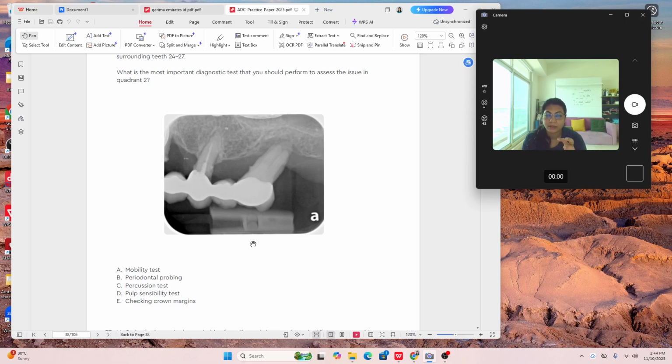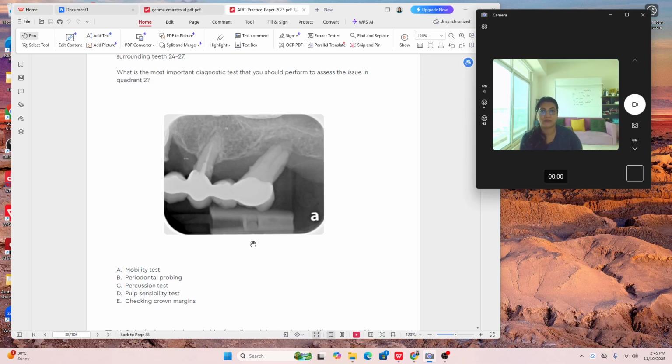Now looking at this radiograph, checking crown margins is the last thing on my list because you see the amount of gingival recession this lady has. You can practically see the crown margins. So that is not the first step. Mobility, again, I will do it later in my assessment because it's a bridge.